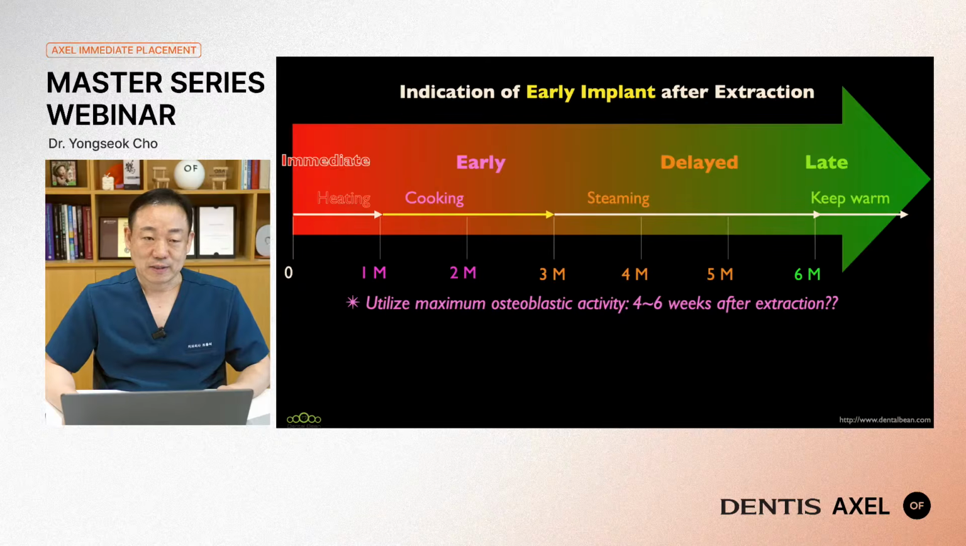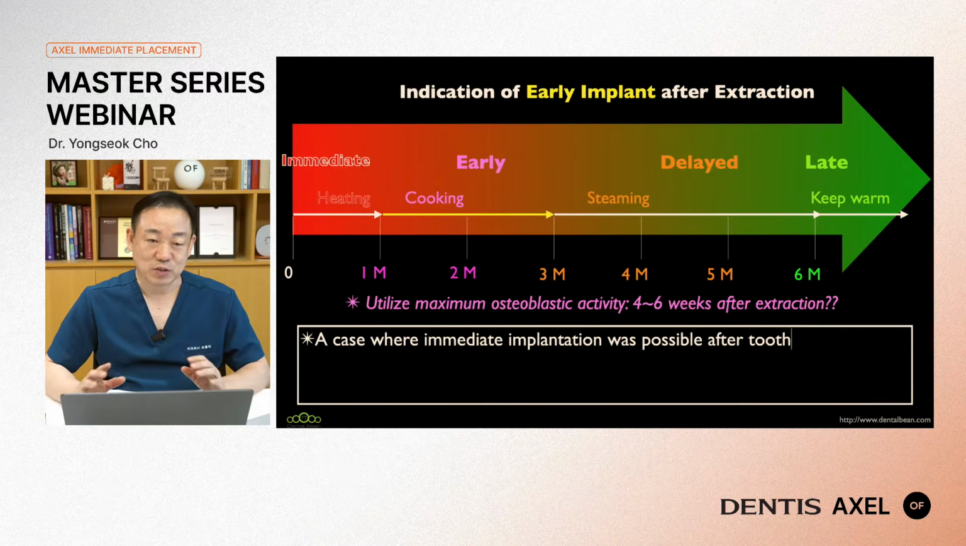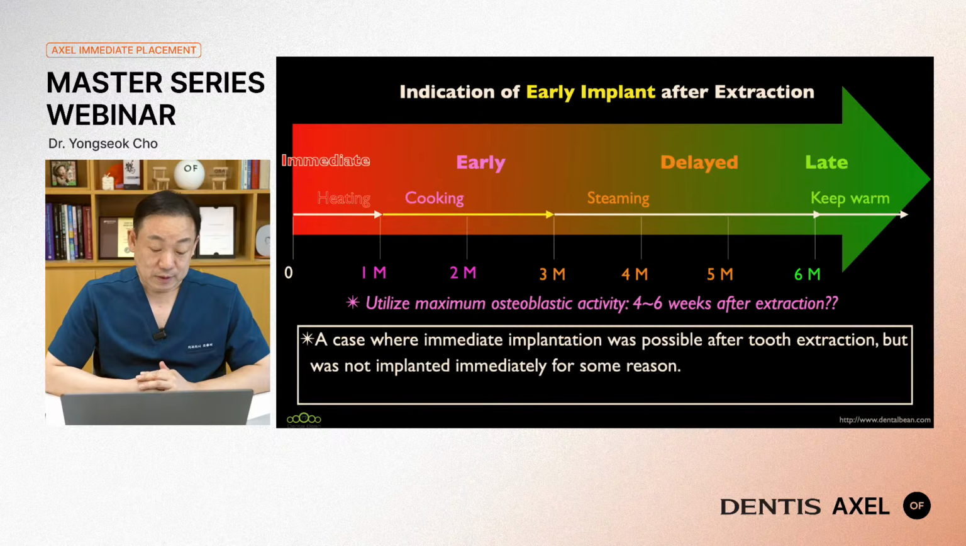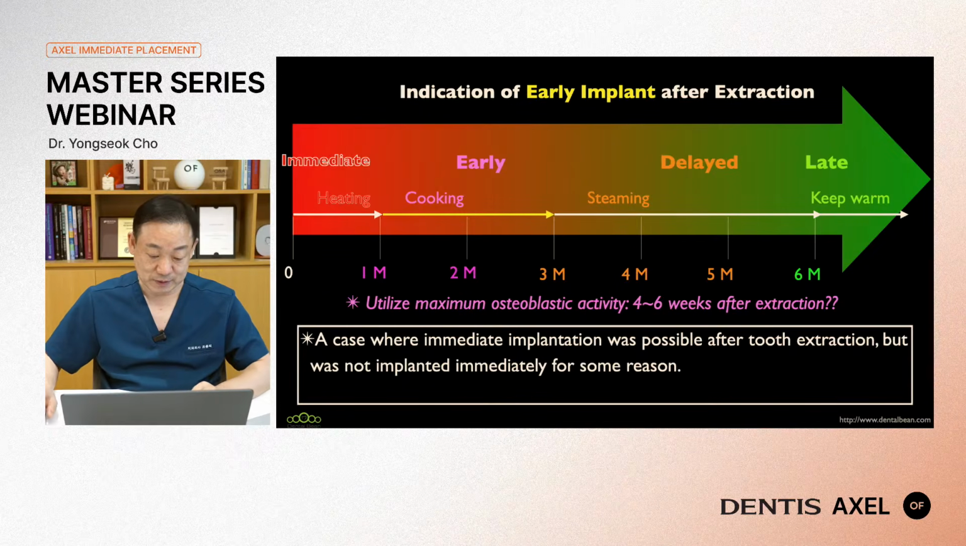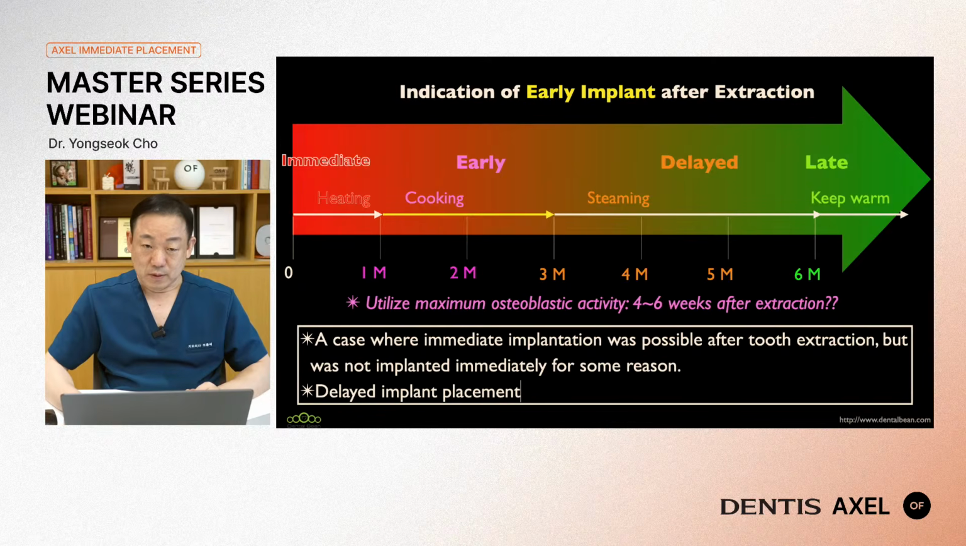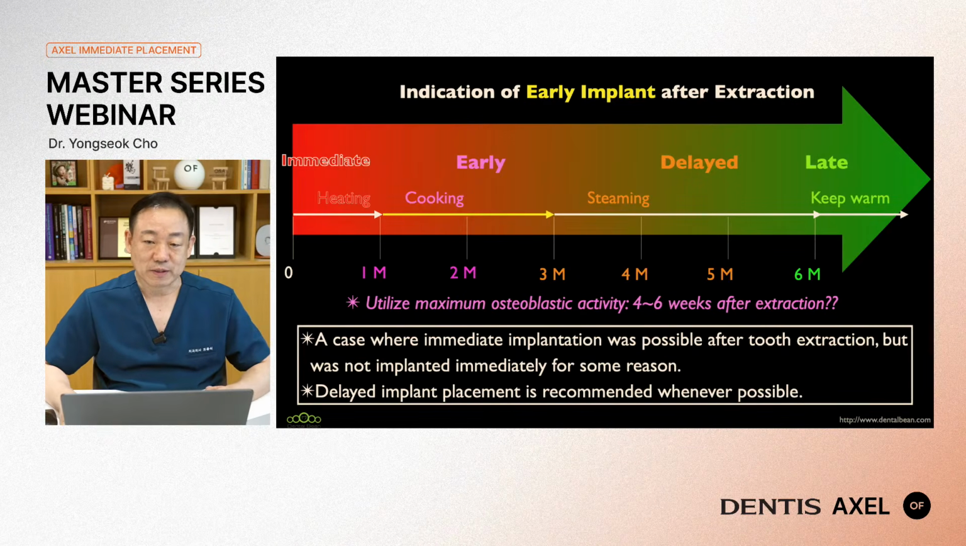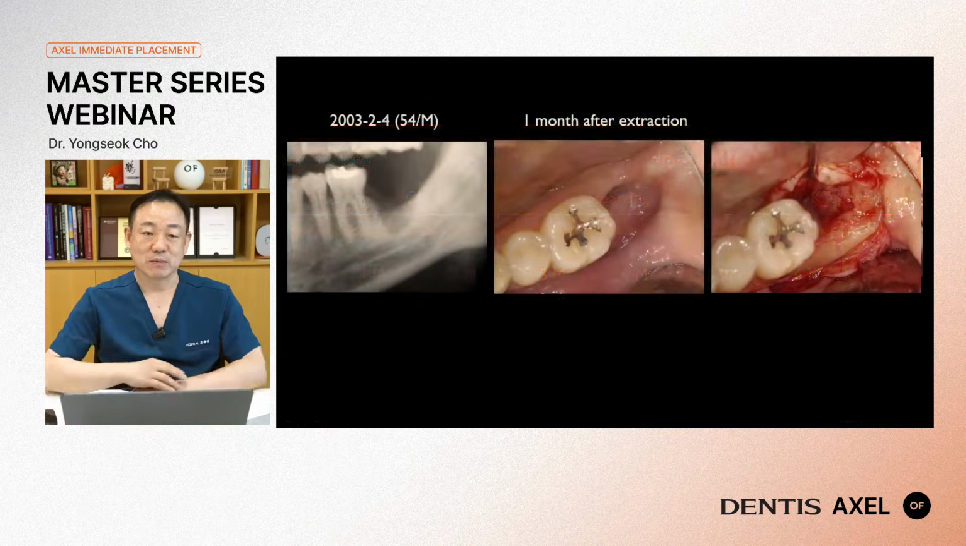Indication of early implant is in this situation. It is indicated in a case where immediate implantation was possible after tooth extraction, but was not implanted immediately for some reasons. This is the indication of early implant placement. I prefer delayed implant placement whenever possible. I will show my older cases which performed the early implant surgery in mandibular molars.